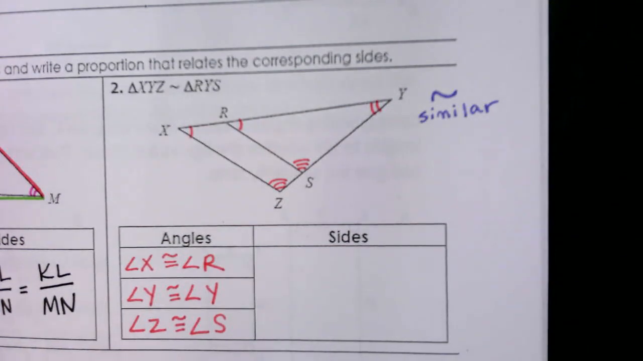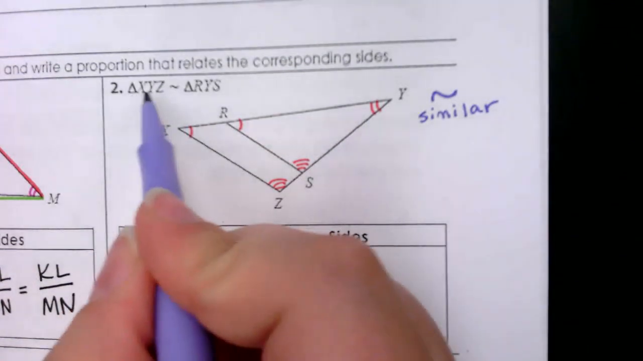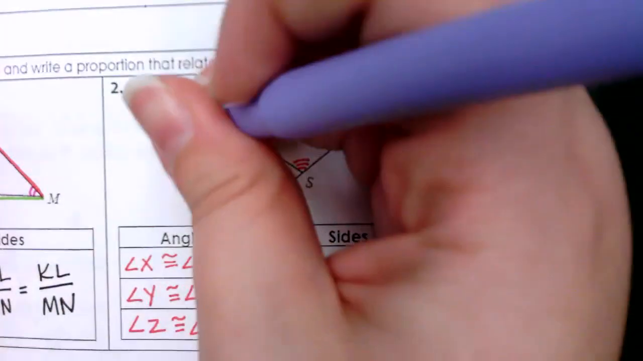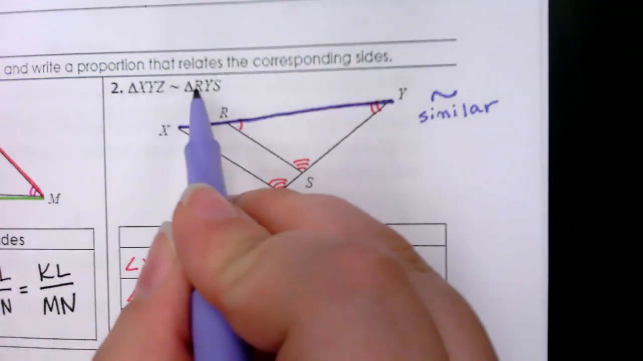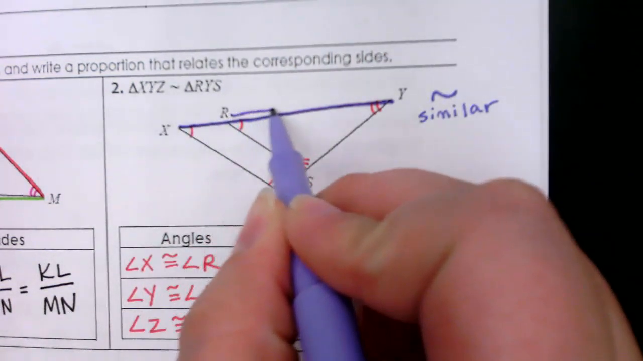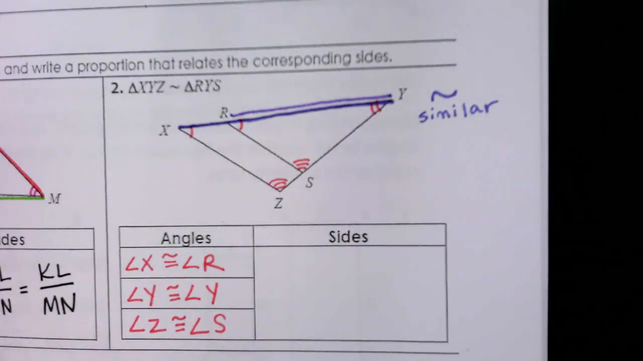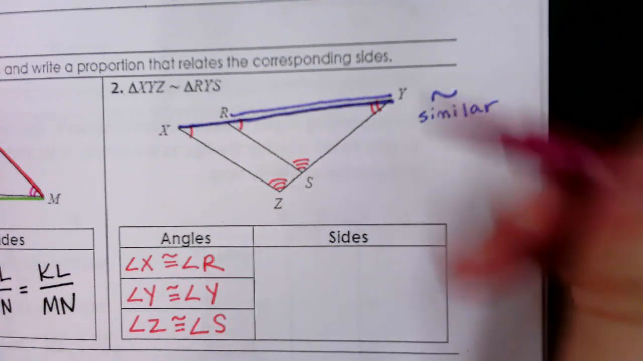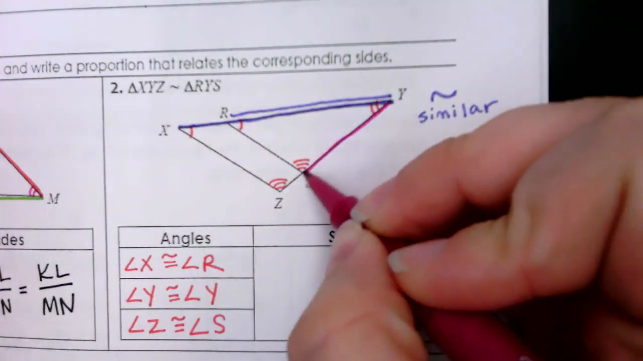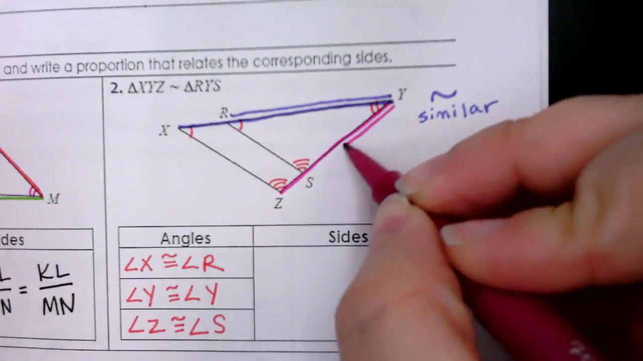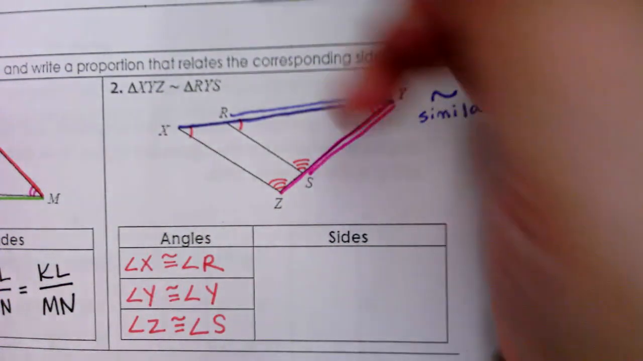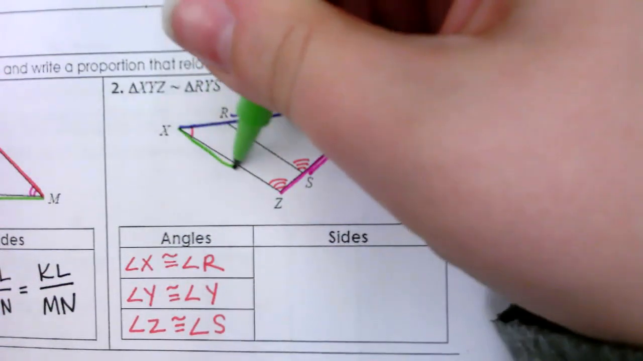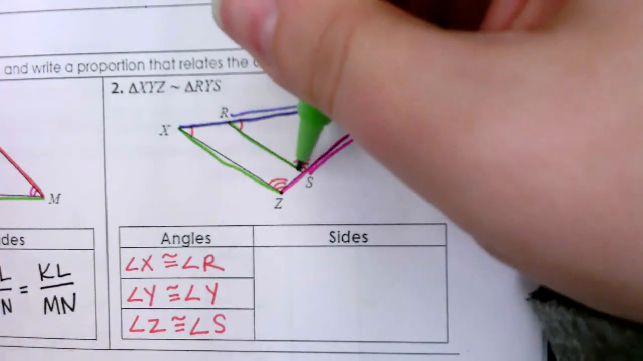Now let's talk about the sides. So XY is the first side for the first triangle. And XY corresponds with RY right here. I'll just do it above a little bit so we can tell. And we have YZ right there, which corresponds with YS. And last we have ZX, which corresponds with SR.